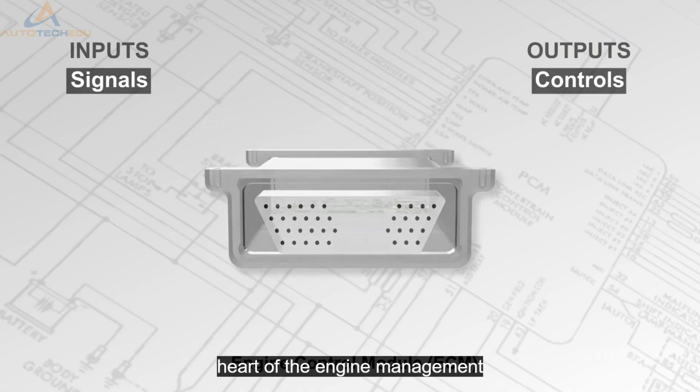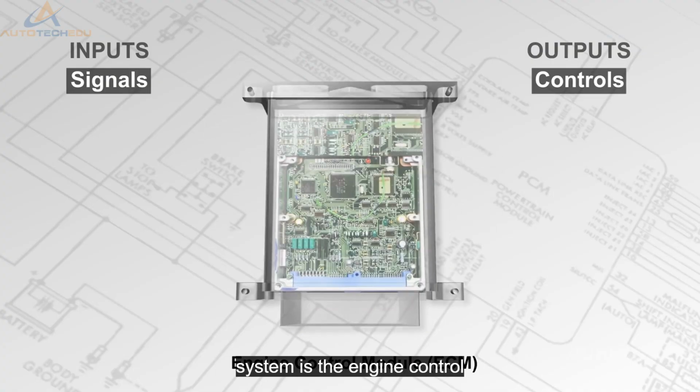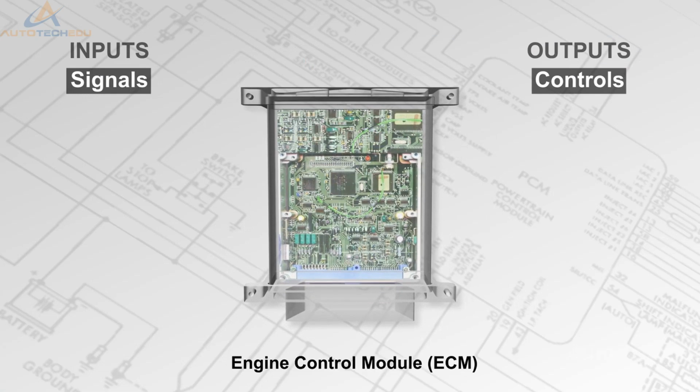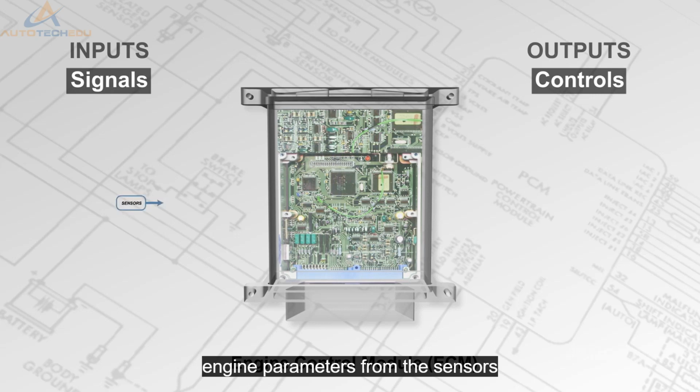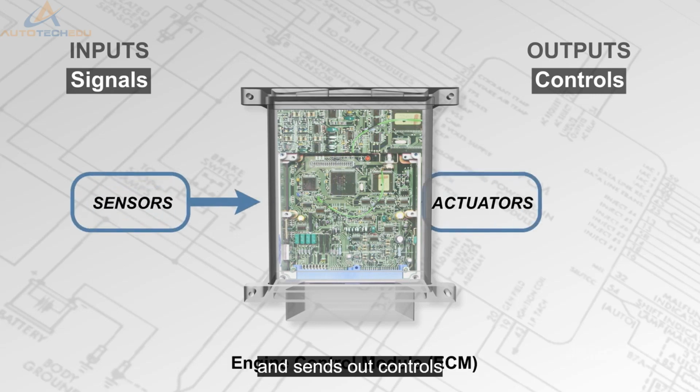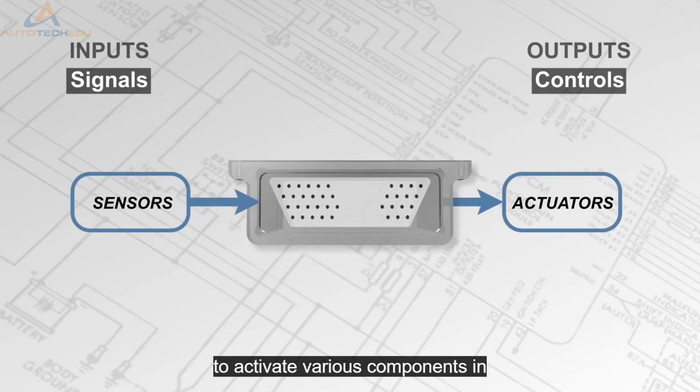The heart of the engine management system is the Engine Control Module, or ECM. The ECM receives signals about the engine parameters from the sensors and sends out controls to activate various components.